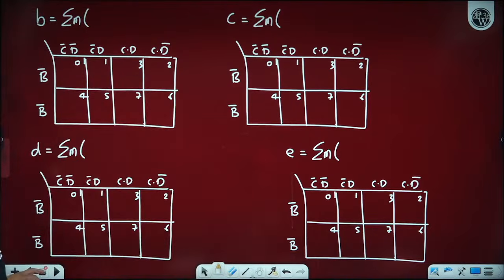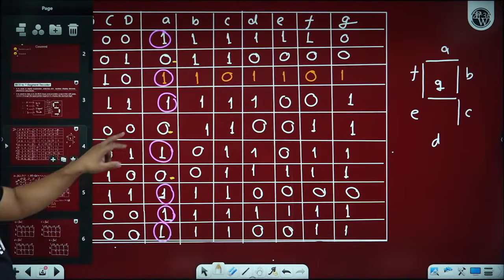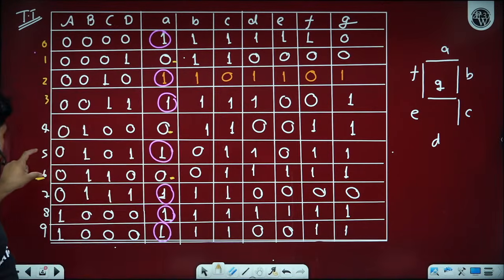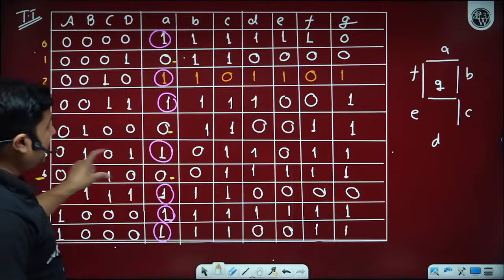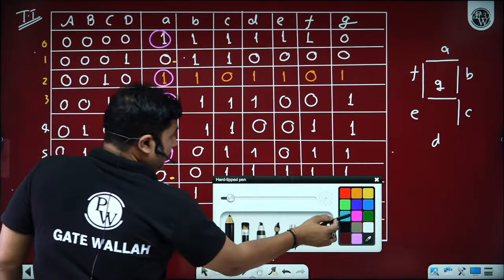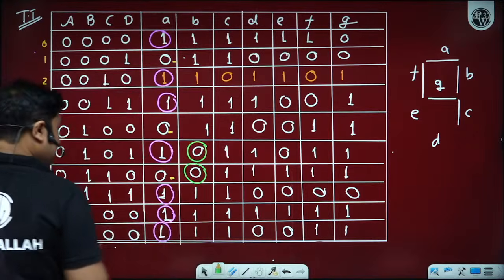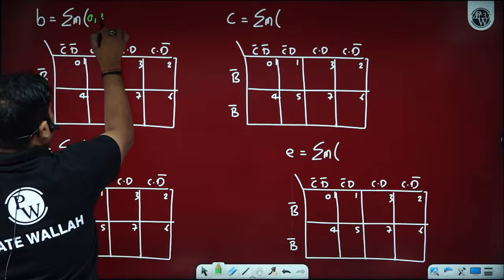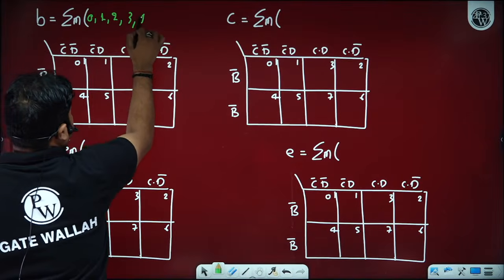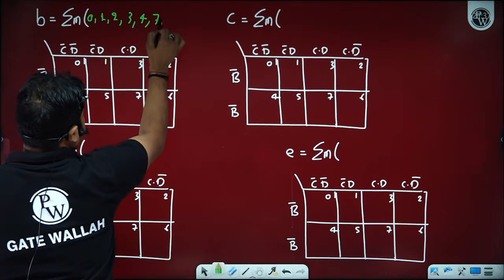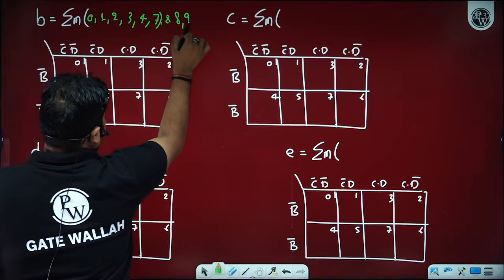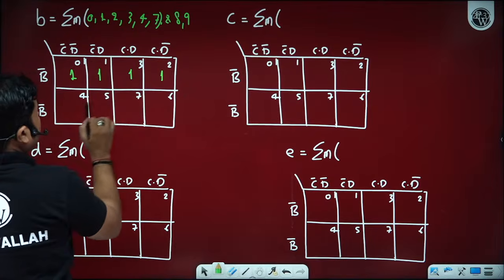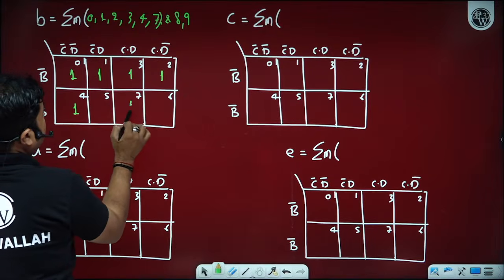Can you please tell me what are the positions where we are getting B high? We are getting B low only on two positions, that is 5 and 6. B is low only at 5 and 6. Rest everywhere it is high. So 0, 1, 2, 3, 4, 5 and 6, 7, 8 and 9. Now if you observe, we have 0, 1, 2, 3, 4, 7.